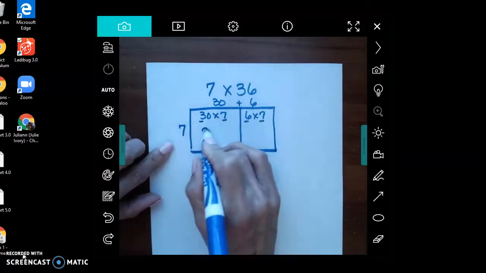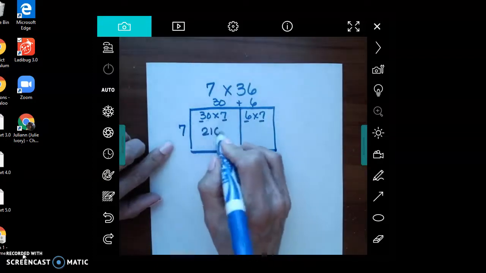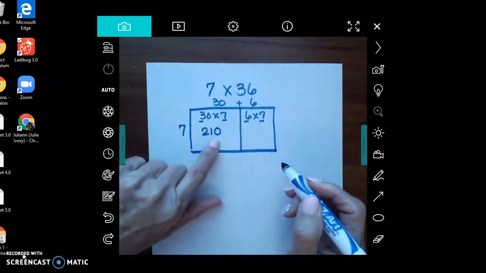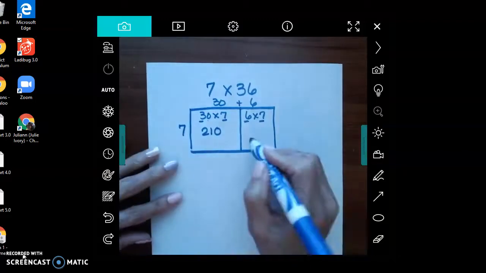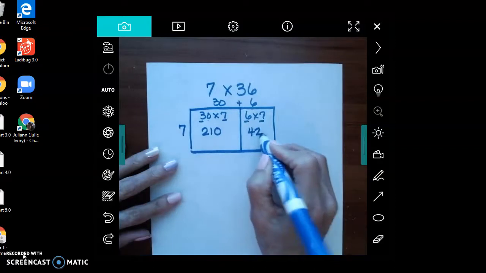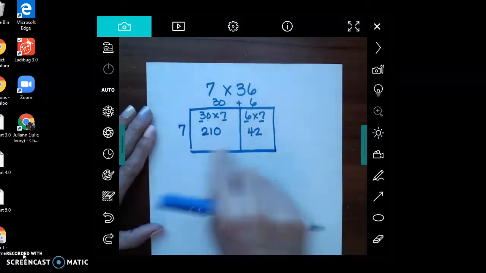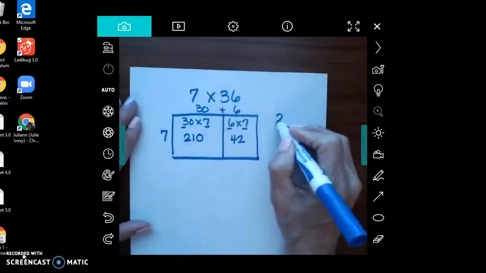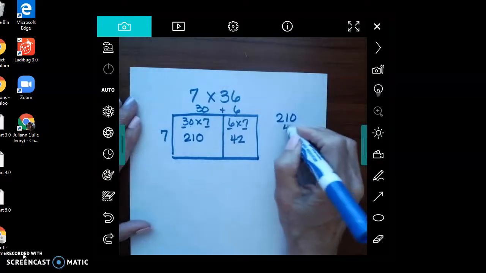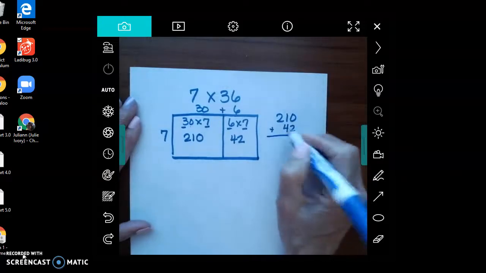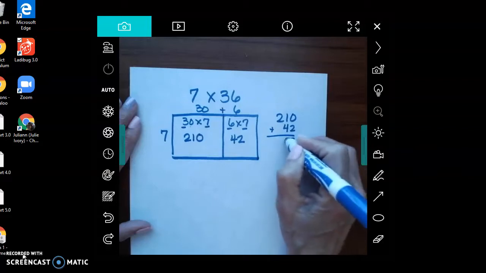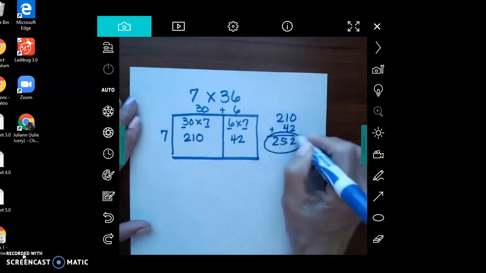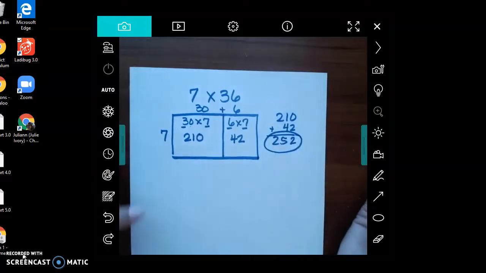3 times 7 is 21, and shift one place value to the left. And 6 times 7 is 42. Now what do we do with these two numbers? We're going to line them up by place value and add them up. These are your partial products. And when we add them up, we get a product of 252. All right, good job.